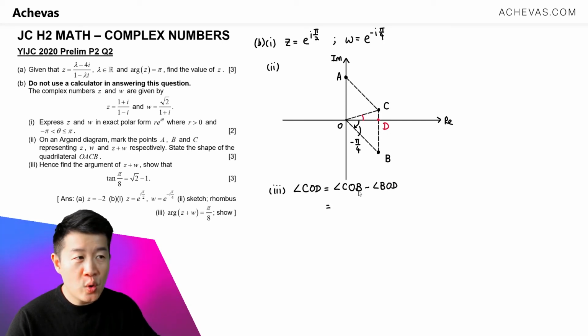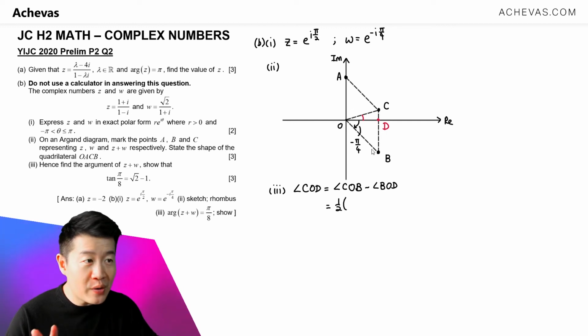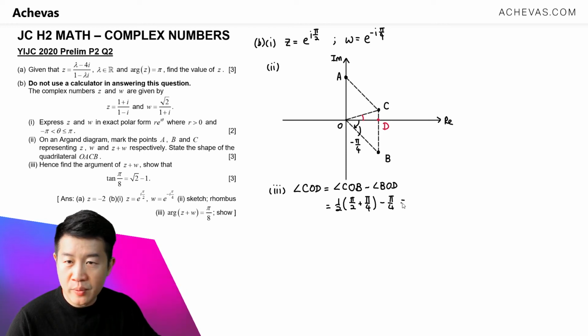For angle COB, this angle is half of angle AOB. So it's going to be half of this angle AOB, which is very easily calculated because we know that this angle here is 90 degrees. This angle here is 45 degrees. So it is pi over 2 plus pi over 4, all halved, and then minus pi over 4. And this gives me pi over 8.